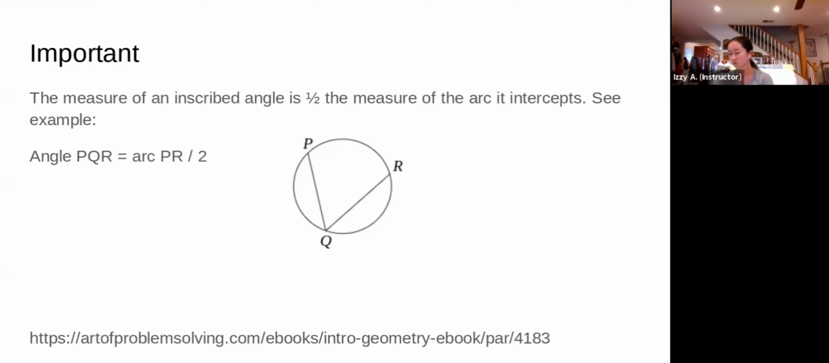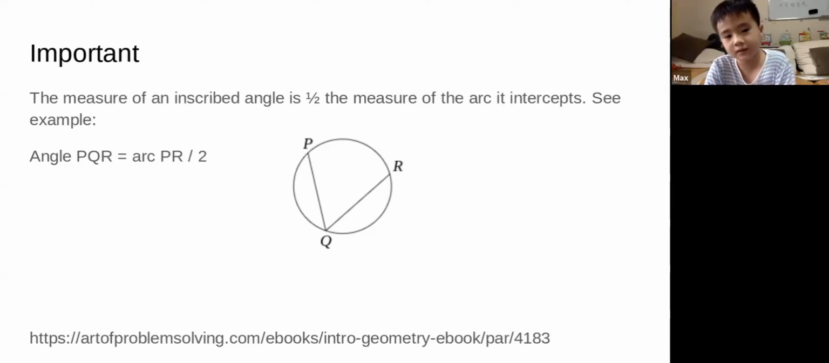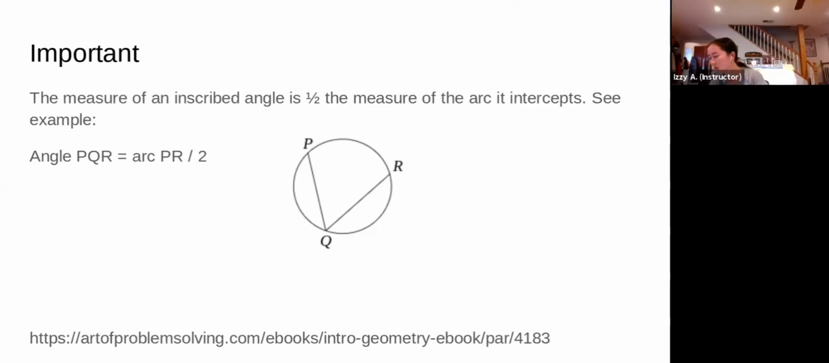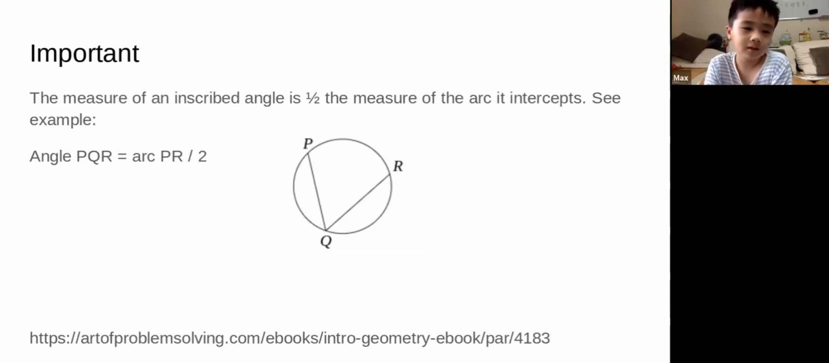In which way? Just times 2, and the angle PQR is equal to arc PR over 2. In which way? I'm just asking. Wait, what do you mean which way? I mean, is it like angle PQR the length or how many degrees?